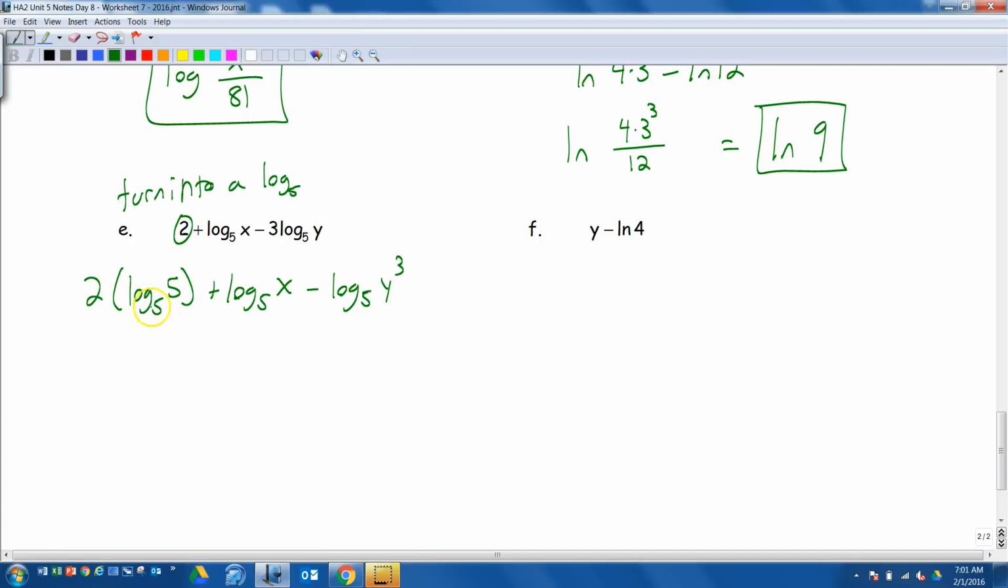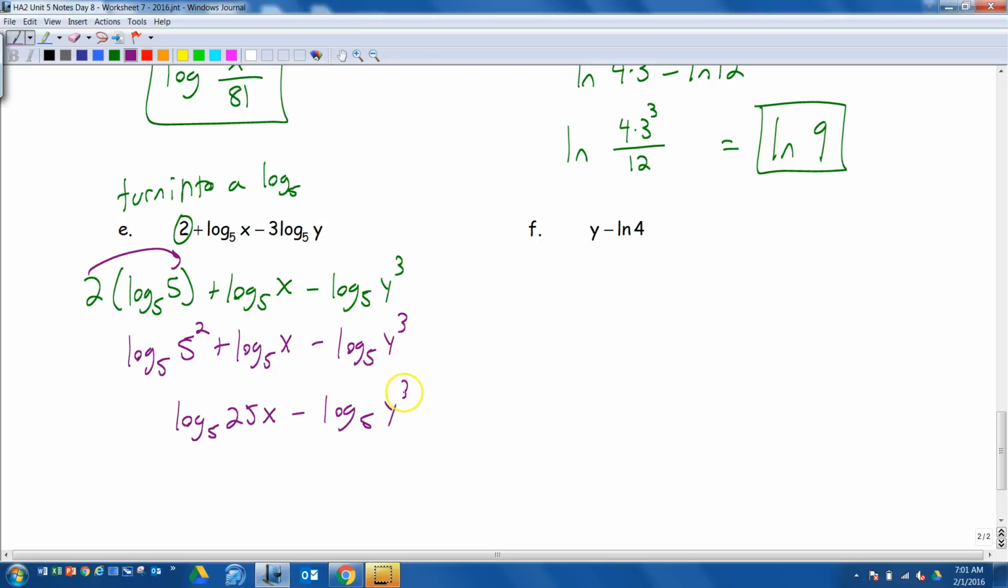Now that we have that log, we can put that 2 back up here. So we get log base 5 of 5 squared plus log base 5 of x minus log base 5 of y cubed. Put those together: log base 5 of 25x minus log base 5 of y cubed. Put those together: log base 5 of 25x over y cubed.